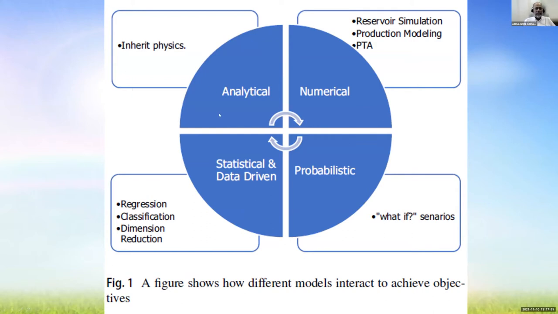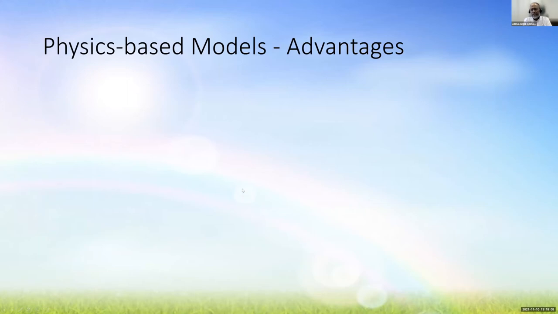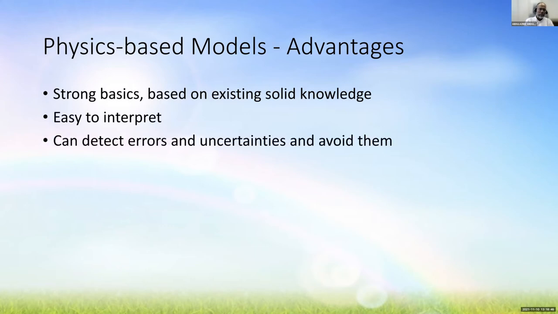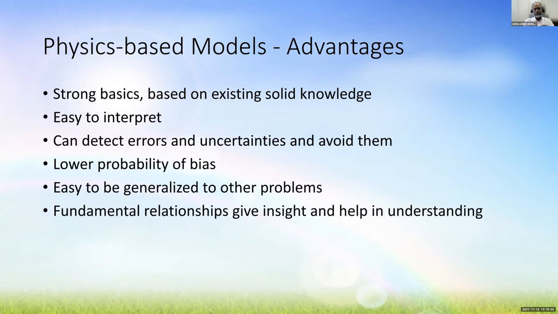Here are different models that are used to achieve objectives: analytical, numerical, statistical, and probabilistic. In statistical, we also have data-driven models. Traditionally, we have been using physics-based models. And in recent days, there has been an earlier struggle and always arguments between physics-based and data-driven models. Here are some of the advantages and disadvantages of physics-based models and data-driven models. For data-driven models, we are focusing on machine learning models. The advantages of physics-based models are that they have strong basics, they are based on existing solid knowledge, and they are easy to interpret. You can detect errors and uncertainties and avoid them, there is a lower probability of bias, and they are easy to generalize to other problems, and so on.